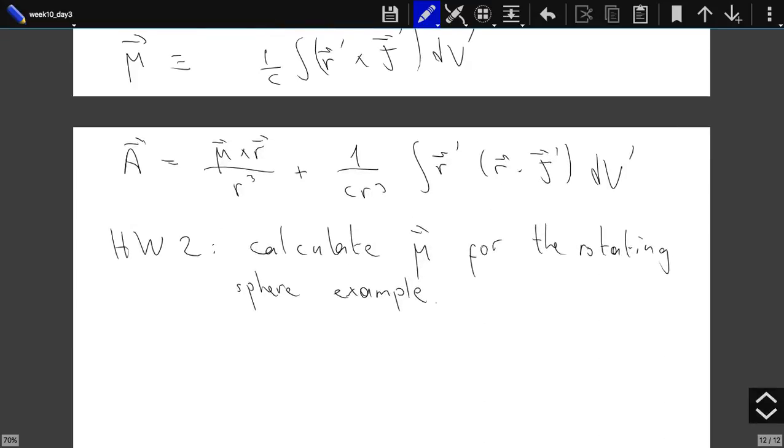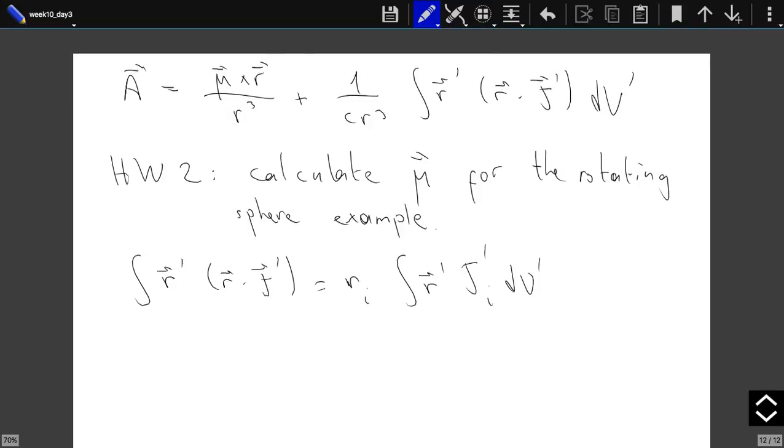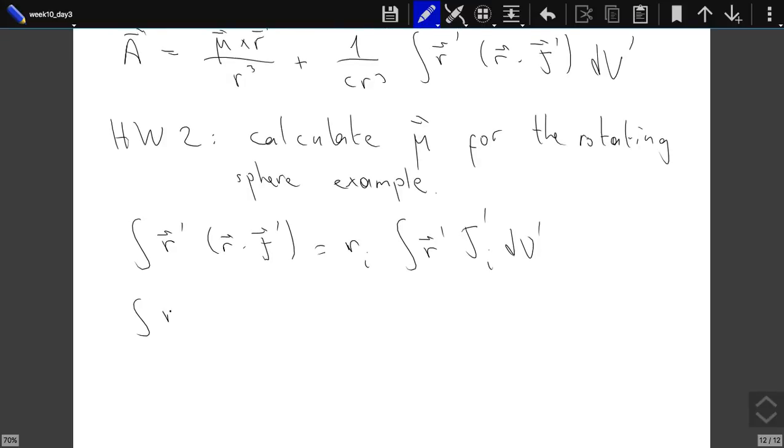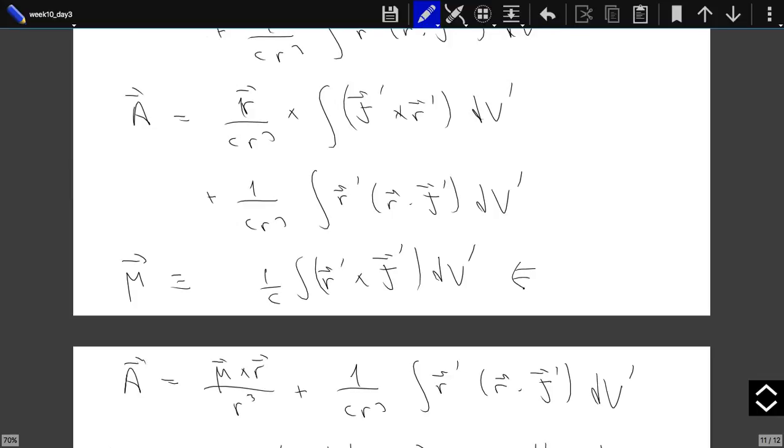So let's see, that term, we can write that integral. Let's look at that integral. This is equal to R_i, R_j' J_i' dV', and what I will try to prove is that R_j' R_j' J_i' dV' should be equal to 0, or let me write this x_j'. This will be my purpose, eventually. Let's go back to the definition of the magnetic dipole moment first. Today I will be able to prove that, simplify this expression. This is the magnetic dipole moment for a general current.